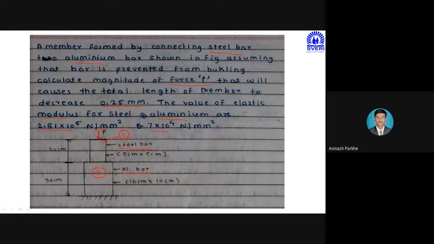So steel and aluminum are connected at this particular middle position, and at the bottom side, this particular bar is totally fixed. So the hatching line represents it here. It is a vertical structure. So whatever the bars are, they are kept in the vertical direction. So the steel bar and aluminum bar are connected to each other. Okay, and at the top side, this P amount of force is applied.